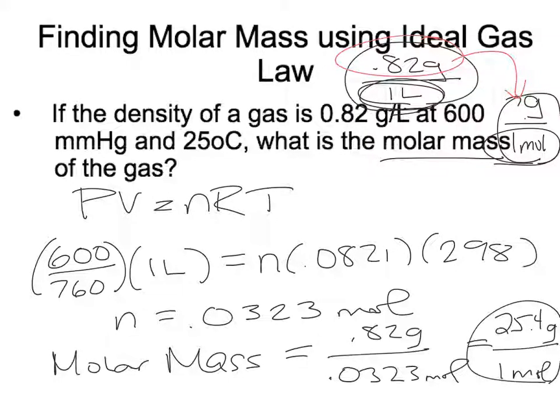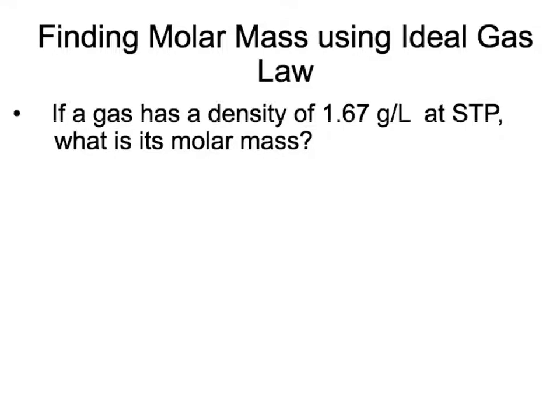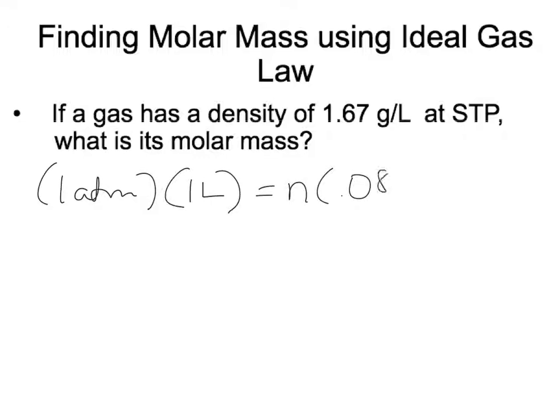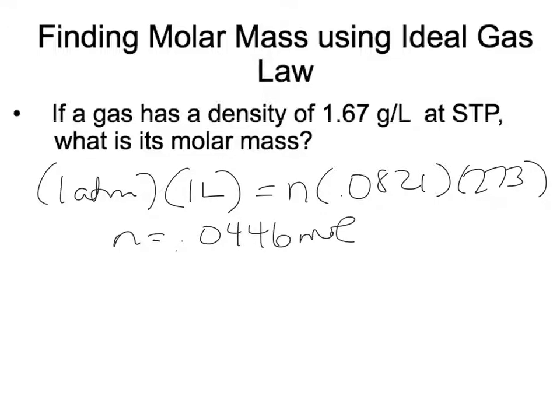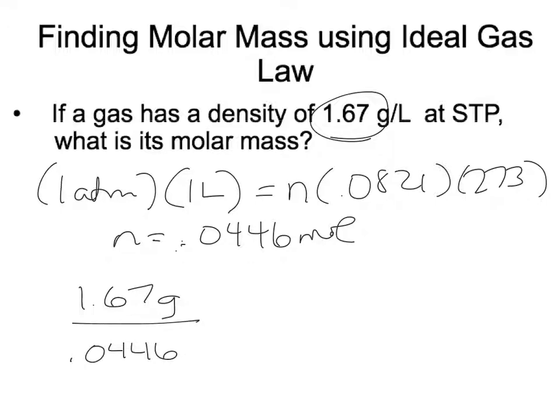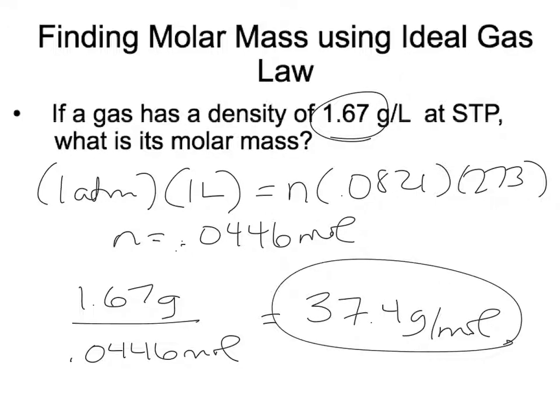That is it. Just another one, it's at STP. Because it's at STP, pressure is 1 atmosphere. We're always going to use 1 liter, 0.0821, and standard temperature 273 Kelvin. Our moles are going to be 0.0446 moles. It's always that way when it's at STP. And the last thing we're going to do is we're going to take those grams. We're going to put it over the moles. And we will get a molar mass of 37.4 grams per mole. Okay, so that's how you do that one.